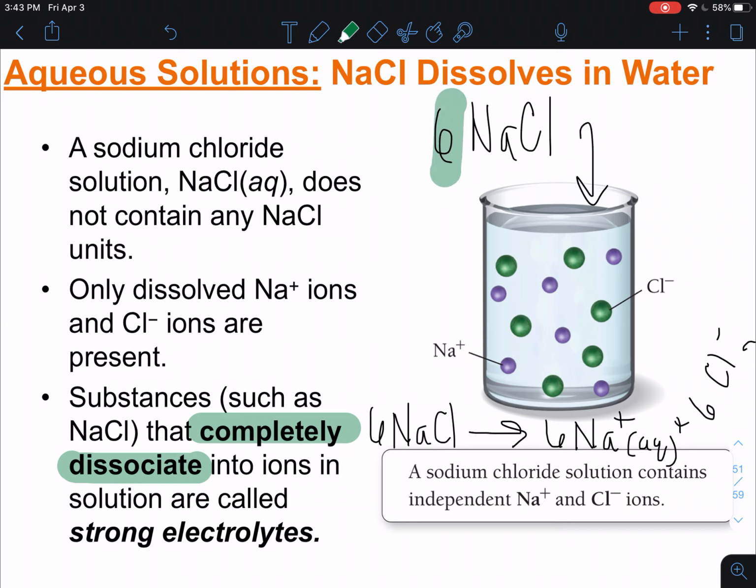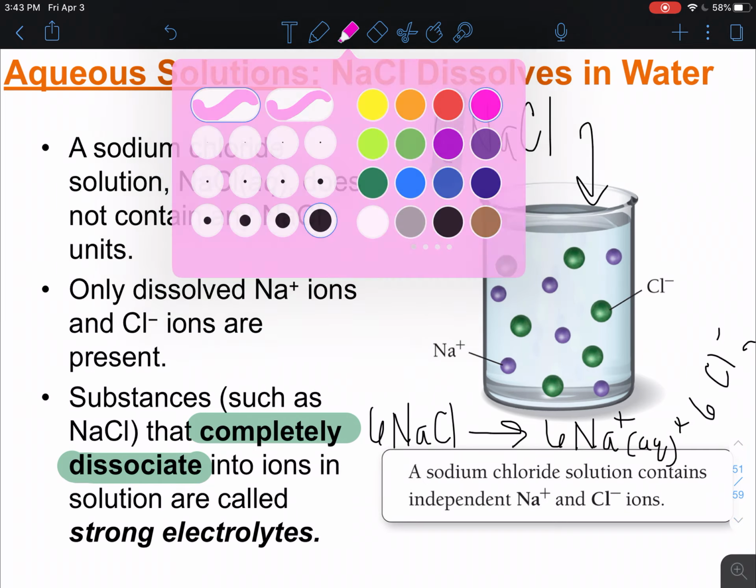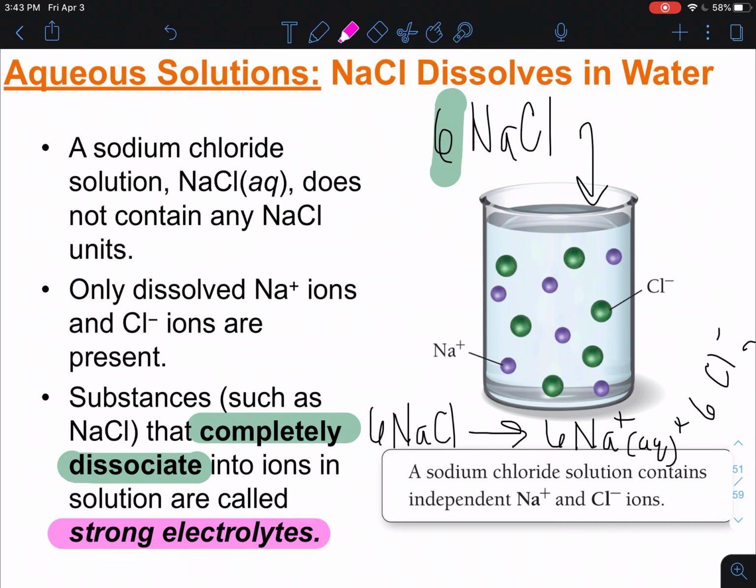That's not always the case. There are some salts that don't completely dissociate. If you put 6 of them in water, maybe 1 of them out of the 6 will break up. So that's the difference between completely dissociating and not completely dissociating. But regardless, when something completely dissociates in water, we call this a strong electrolyte. It's a strong electrolyte because it dissociates completely into ions.